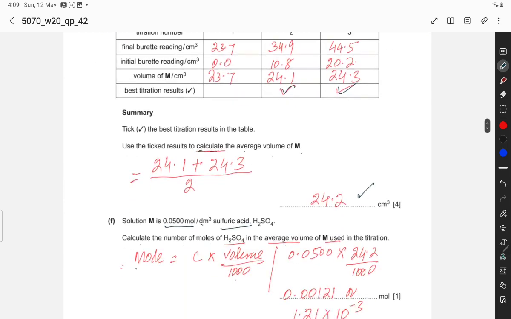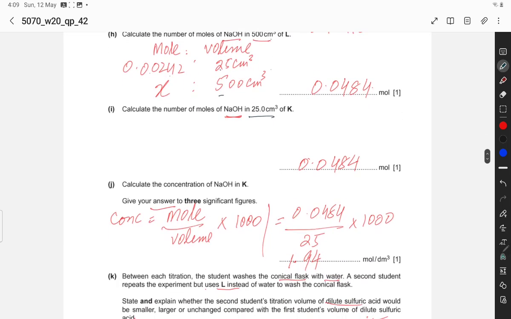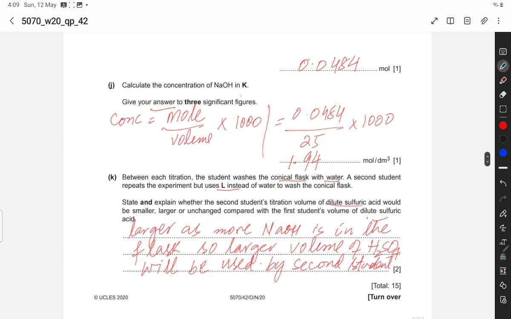So already we have calculated. So we calculate the concentration of sodium hydroxide in K. We know the concentration is equal to mole over volume times 1000. So concentration is 0.0484 divided by 25 times 1000. This is the concentration formula, mole over volume times 1000. Concentration is always measured in mole per dm cube. This volume is in centimeter cube, so multiply by 1000 to convert the concentration to mole per dm cube. So this is the concentration.